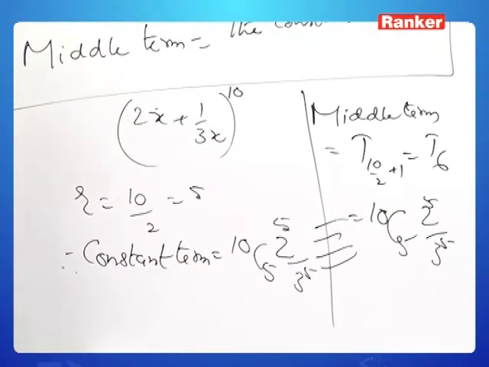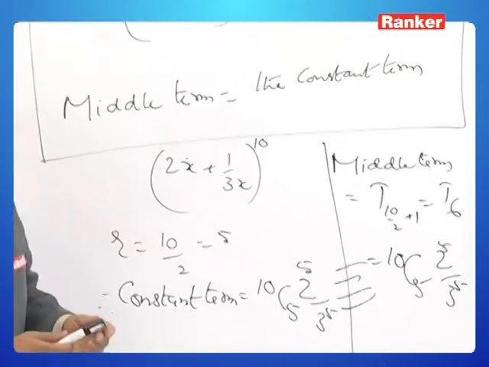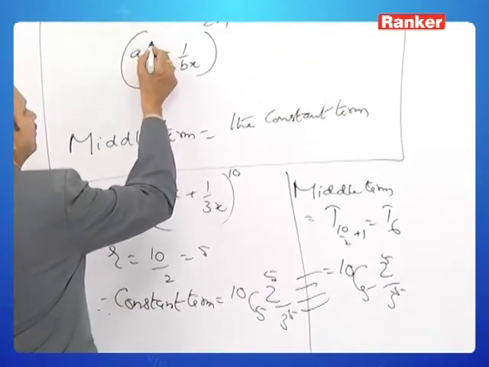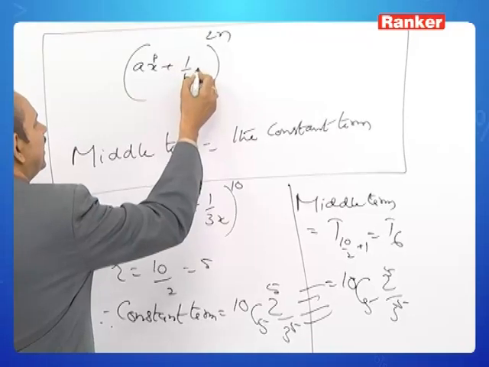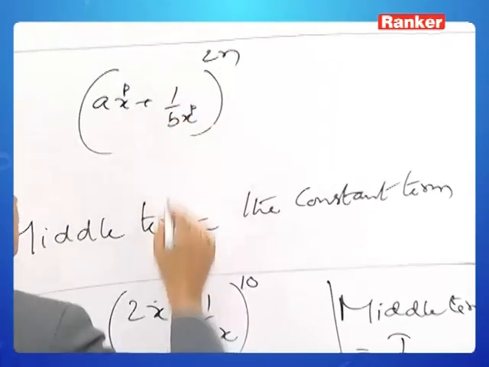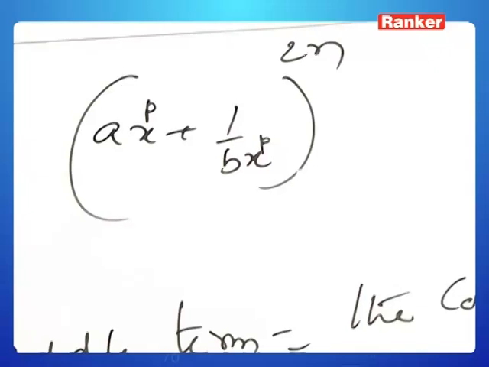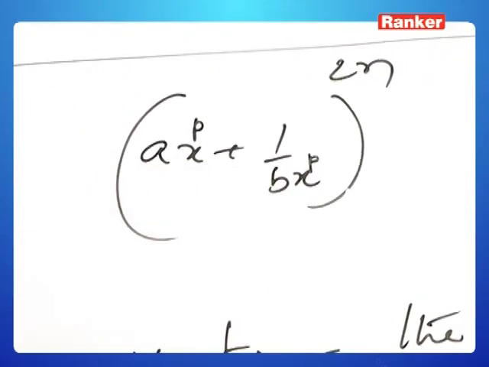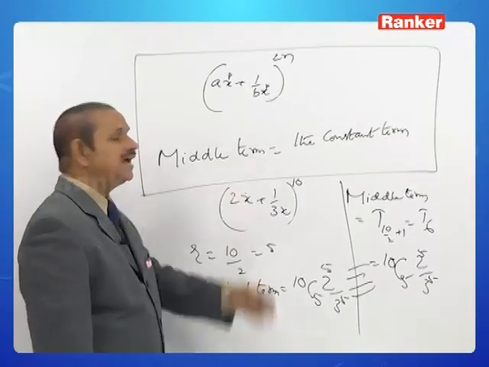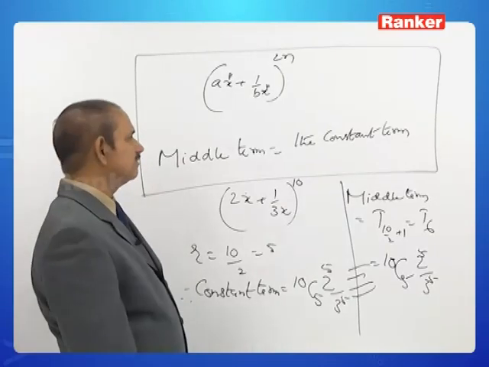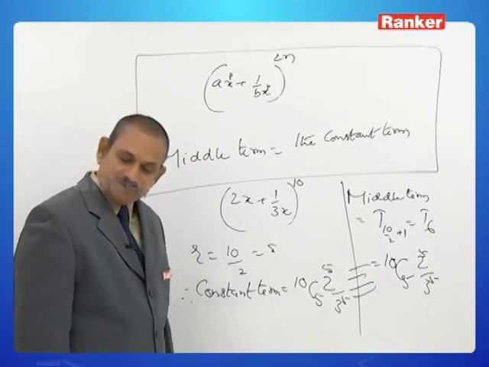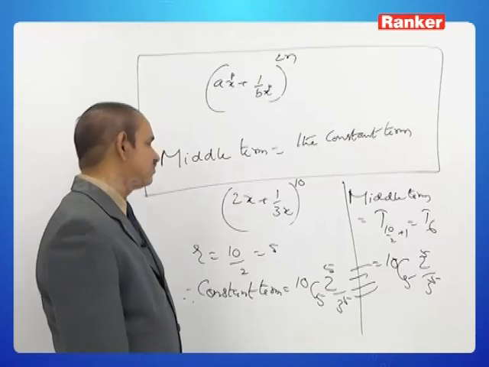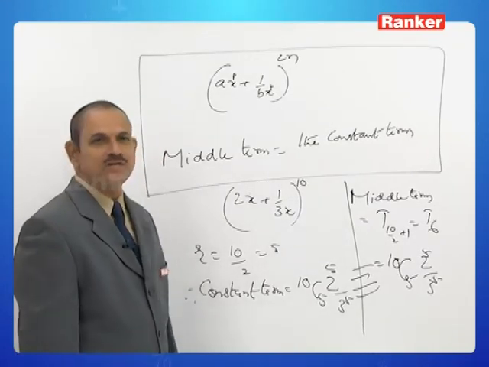Well, my dear, you need not have only ax. You can have ax power p by bx power p. If these two have the same exponents, one in the numerator and the other in the denominator, then the same thing happens. Middle term is equal to constant term. That is the most beautiful thing that must be observed. Please have that in your mind.